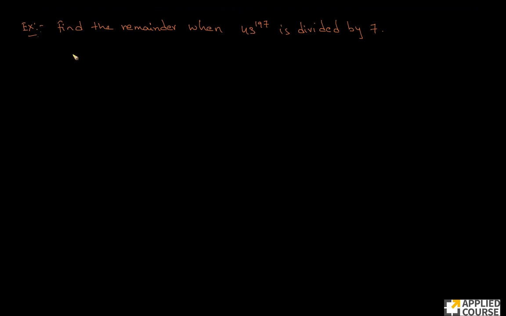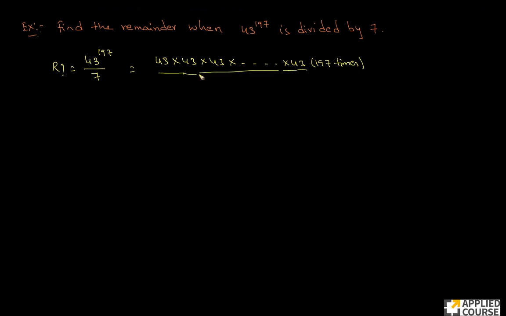Now see another example. Find the remainder when 43 power 197 is divided by 7. What is it saying? 43^197 by 7. What will be the remainder? What is the meaning of this? 43 × 43 × 43 and so on, 197 times. It should be divided by 7.